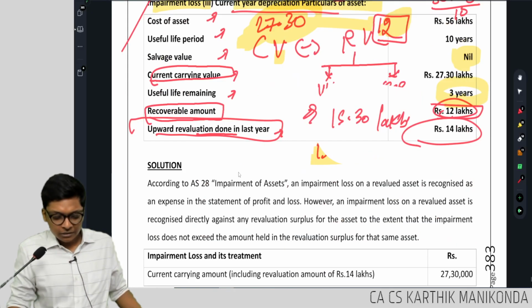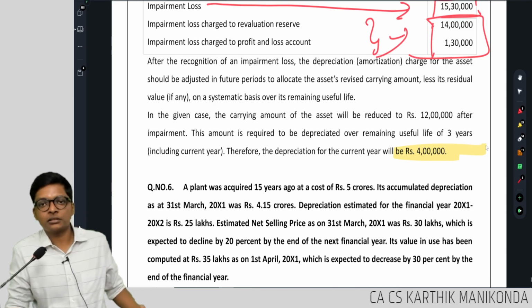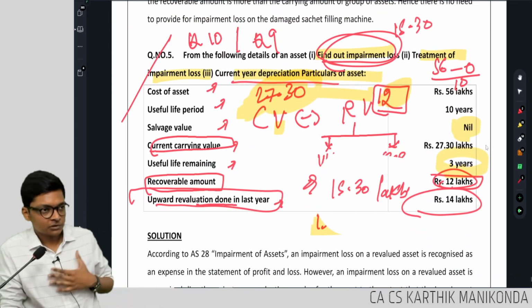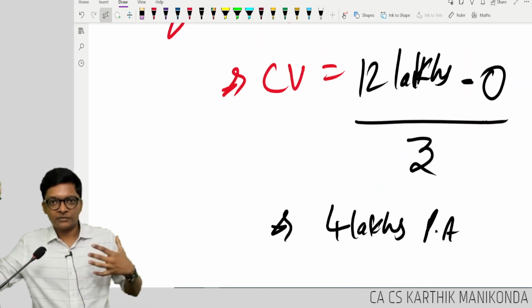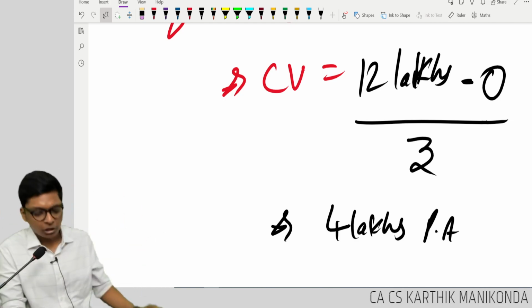4 lakhs. That's your answer. 4 lakhs is the depreciation. 4 marks. Easy, guys. Standard easy or difficult? Hello? Clear? So this is the core, guys. That's an equation. Carrying value, recoverable value, computation with logic. Next.